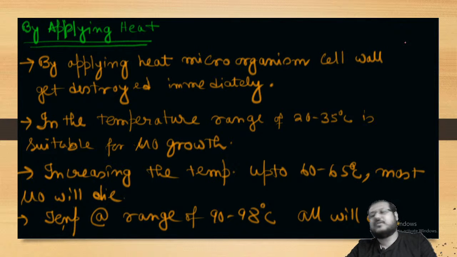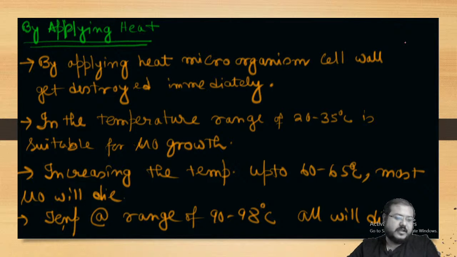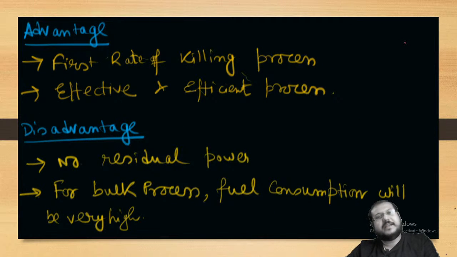The cell wall of the microorganism is destroyed immediately. If you increase the temperature, the cell wall of the microorganism will be destroyed immediately. Now, if you take the temperature to 60 to 65, most microorganisms will die. At a temperature in the range of 90 to 98 degree centigrade, all will die. We have seen this many times in childhood: water is boiled, cooled, and then given to drink. So effective and efficient killing is ensured here. It is an effective and efficient process, and a fast rate of killing is also ensured.